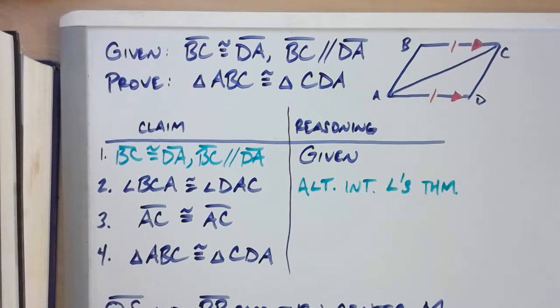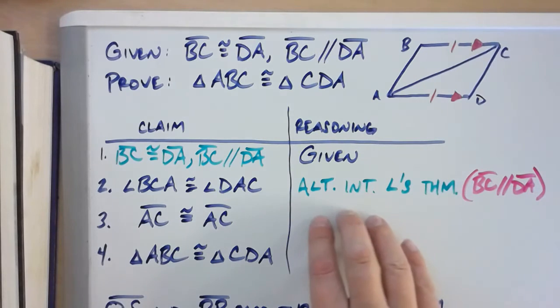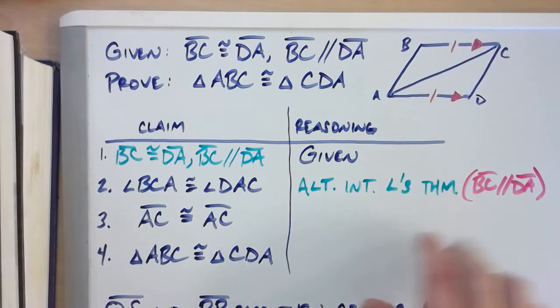So if this helps just to kind of, where did this come from? Why can I use this? It's because BC was parallel to DA. Technically, I don't need this piece here. That's just the reasoning why and the justification as to why I can use this theorem. But technically speaking, I can just write this theorem. This is just why I can use it.